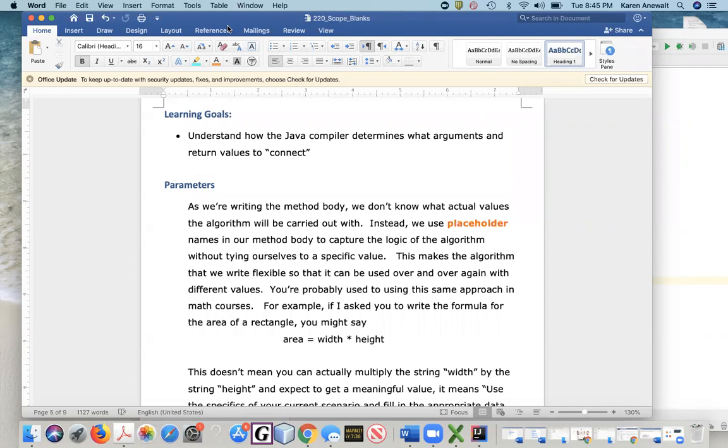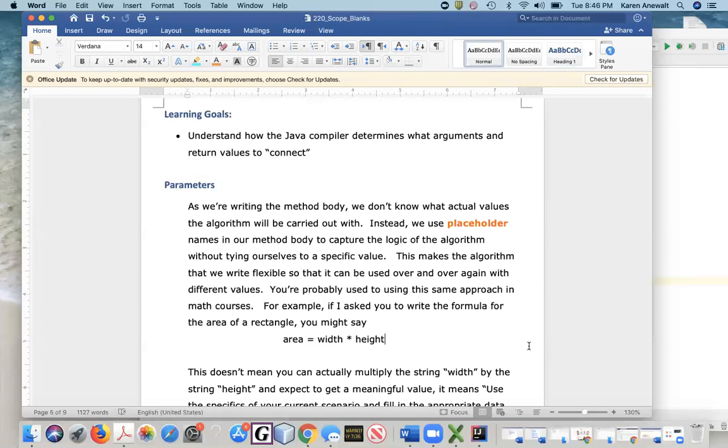In this video, we will be reviewing the terms parameter and argument and practicing looking at example Java code and identifying these two items in example code. This will be our first step towards understanding how the Java compiler determines which arguments to connect to which parameter values.